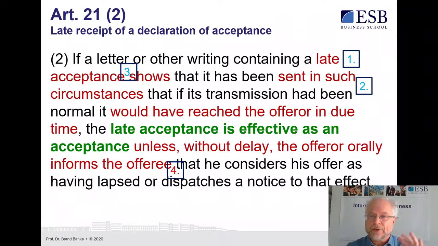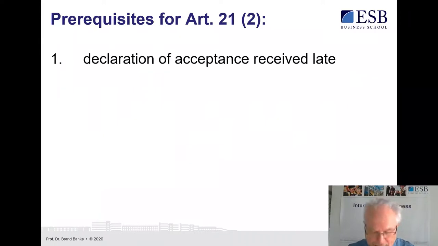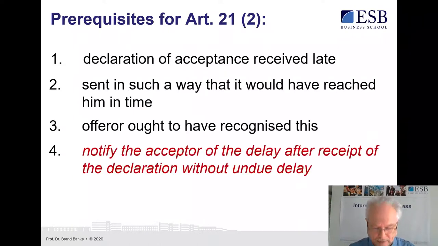Now, this is the more chaotic or confusing version. And if you put that in a line, in a checklist, which is more or less what lawyers would do, it would look like that. So first, we would have to check: is there a declaration of acceptance received late? Yes, it was late.